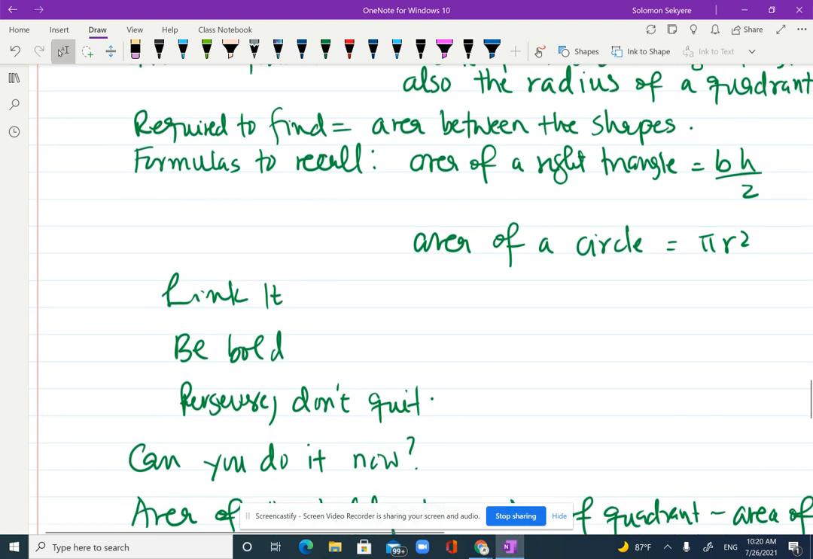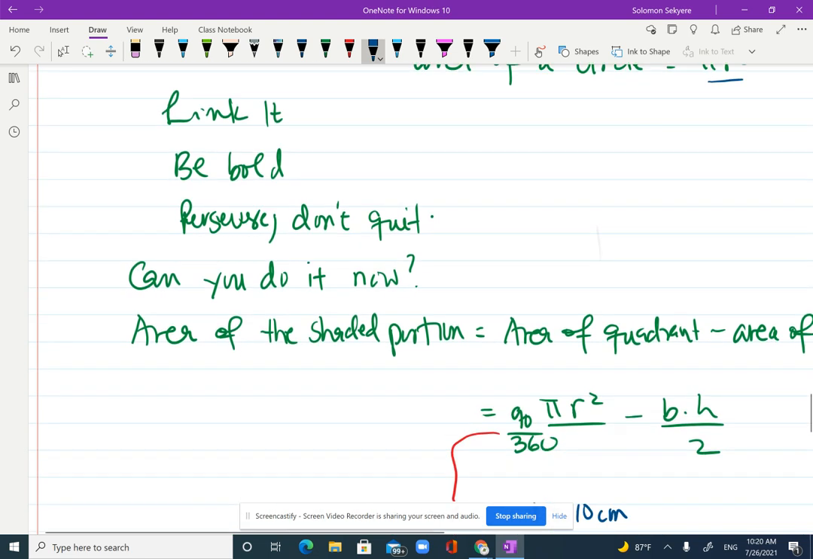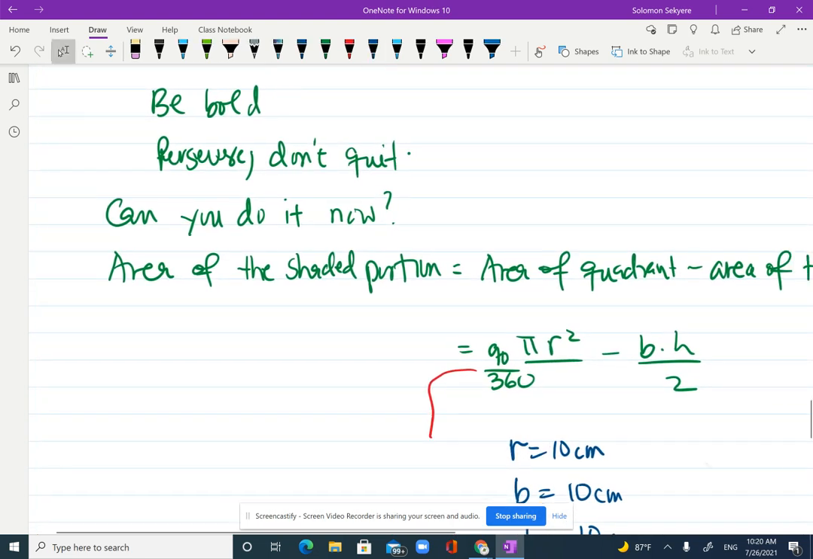What kind of formula do we need? The area of a right triangle is base times height over 2. The area of a full circle is pi r squared. Can you take it from here? I say link it, put all the information together, be bold, try and do it yourself, don't quit, persevere. Can you take it from here now? Try it. If not, just come back and look at the solution.